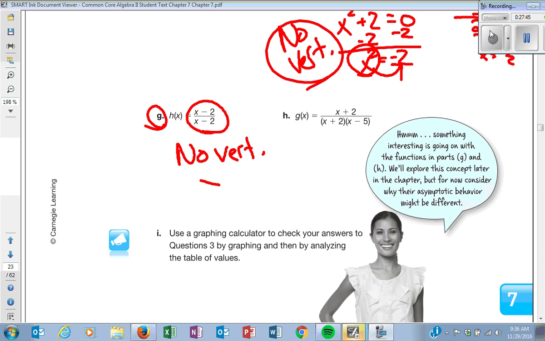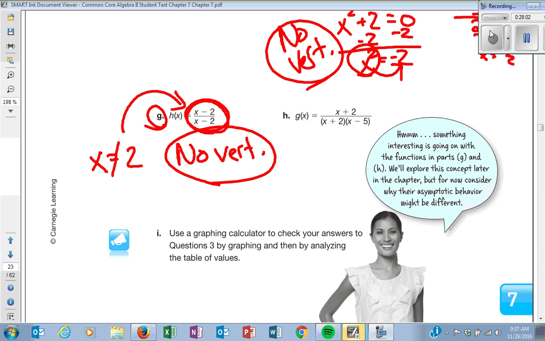This is what is called a hole. Because you have the same thing in the top as you do in the bottom and it cancels out, you do not have an asymptote. You have what is called a hole. So x still cannot equal 2 in this equation, but it doesn't create a vertical asymptote. It creates a hole. So this graph might look something like this, and all of a sudden when x equals 2, there's a hole, and then it continues on.